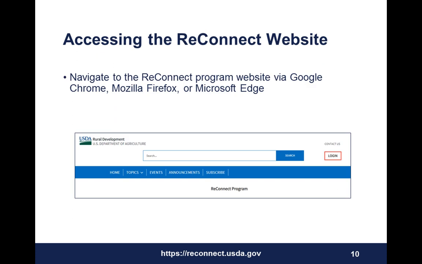Once you receive your eAuthentication credentials, navigate to the ReConnect program website using Google Chrome, Mozilla Firefox, or Microsoft Edge. The application system will not work with Internet Explorer. Applicants must download and use one of these 3 browsers. Once the login page has rendered, navigate to the top right corner of your browser and select the Login button shown in red.